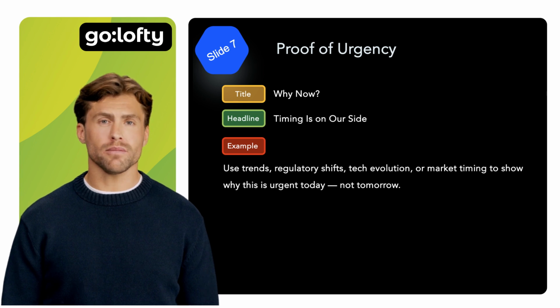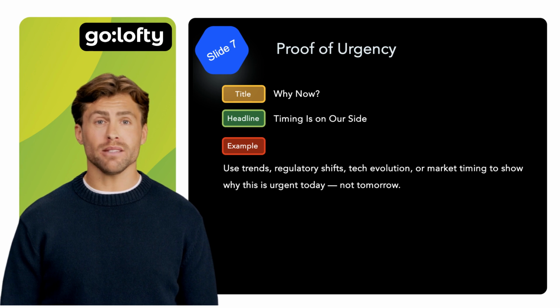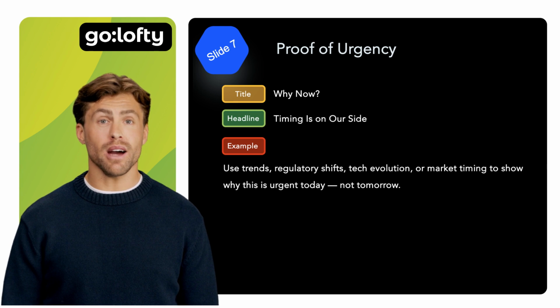Why now? Show trends, data, policy shifts, or competitive gaps. Make it clear you're not early, not late, just right. Use third-party stats or early adopter quotes. Reference macroeconomic, technological, regulatory, or behavioral changes that support timing. Use charts, headlines, or cohort behavior. This helps reduce perceived risk and creates urgency.